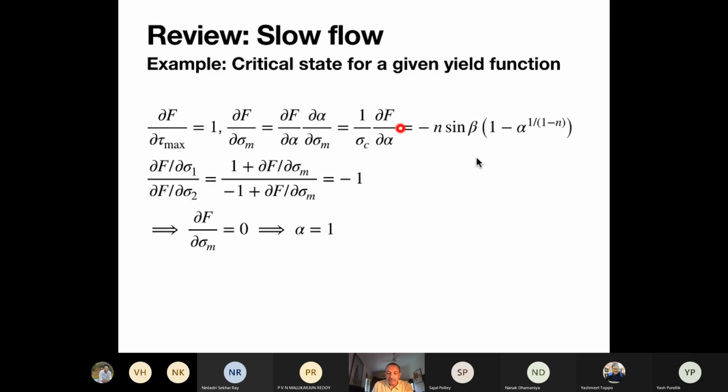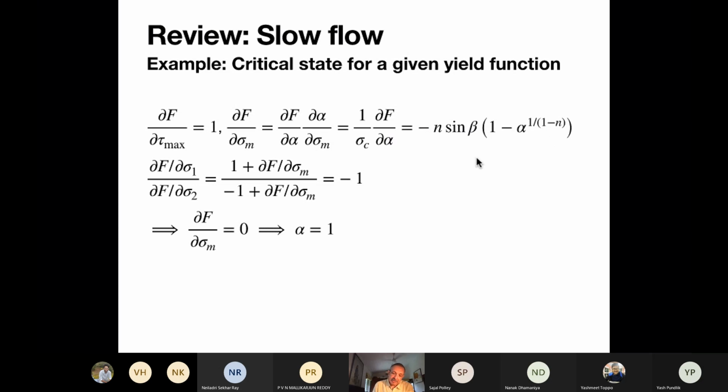And when we calculate this by using the definition of f, we just get this relationship. Now if we put del f by del sigma 2 equal to this quantity which we have just derived, equal to -1, then you can get del f by del sigma m is equal to 0. And if del f by del sigma m is 0, then you get alpha is equal to 1.